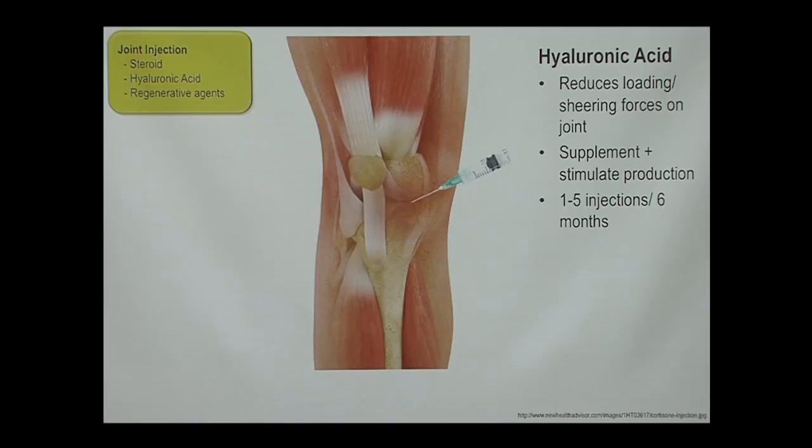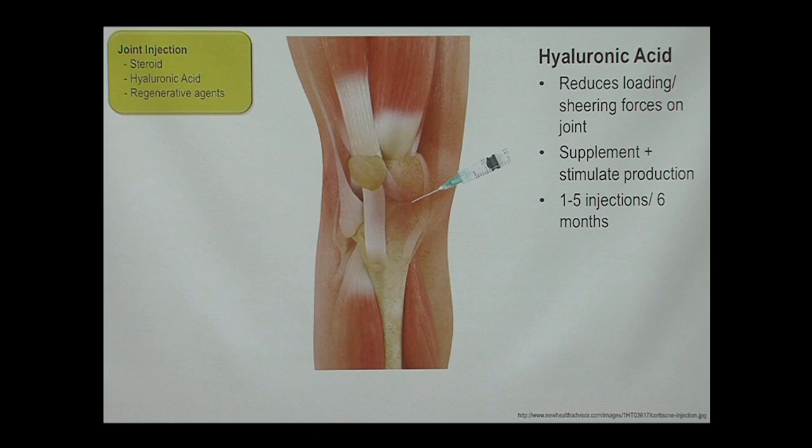The next treatment that's a possibility as an injectable is hyaluronic acid. You might have heard of Synvisc or other trade names for hyaluronic acid. But this is a molecule that the body naturally produces. It's within the joint. It reduces loading and shear forces within the joint. And the idea is that if we supplement it, perhaps we can restore some of the properties of hyaluronic acid that are perhaps lost in osteoarthritis.